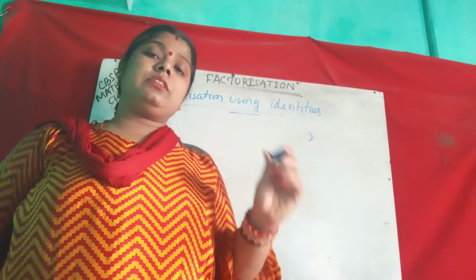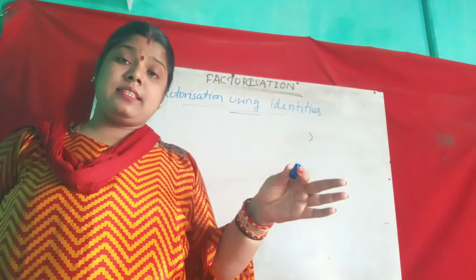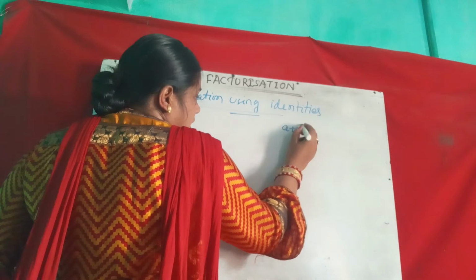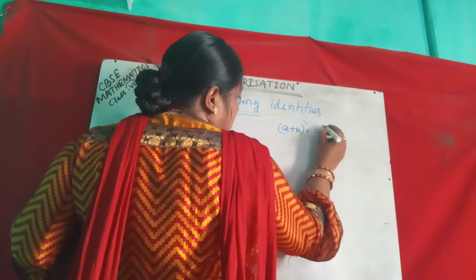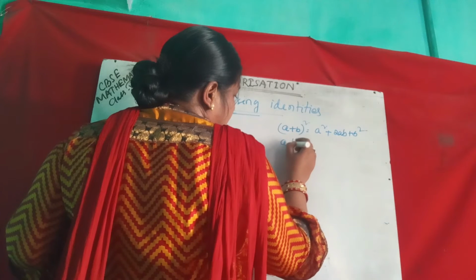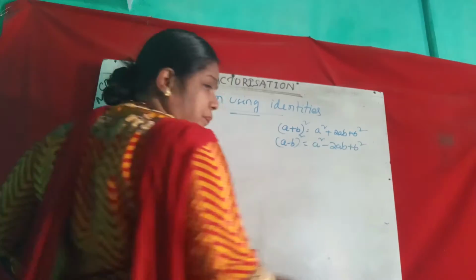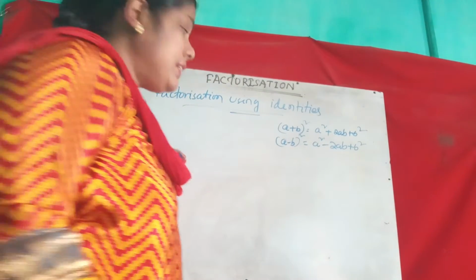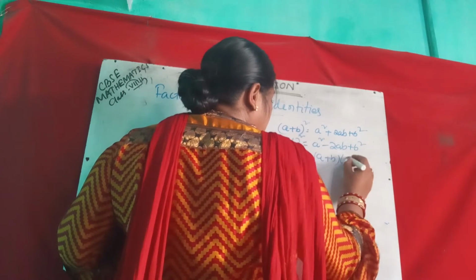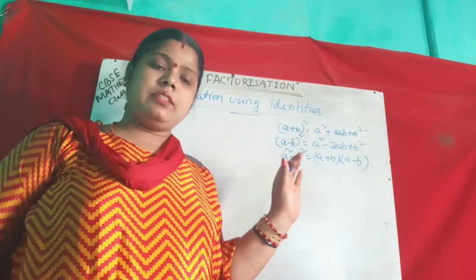Now factorization using identities. In the previous chapter we read some identities, so let's remind that. The first identity, some algebraic formulas: (a plus b) whole square is a square plus 2ab plus b square. You know it very well. (a minus b) whole square is a square minus 2ab plus b square. Then a square minus b square is (a plus b) into (a minus b). By using these identities we factorize the given terms.